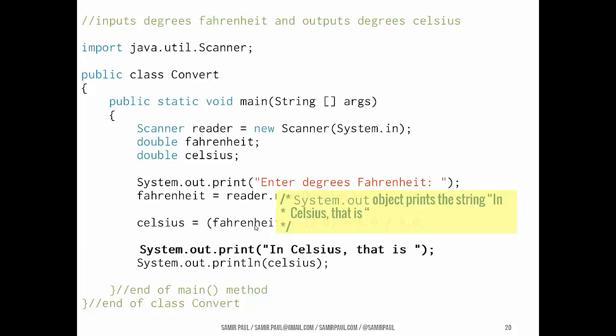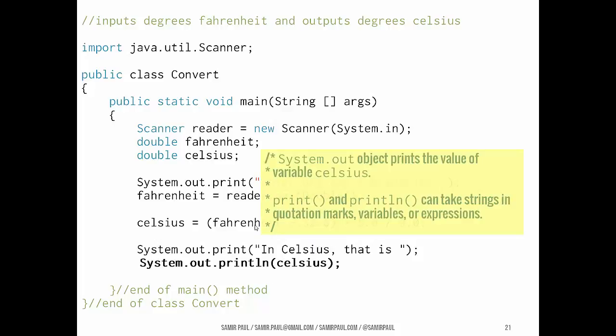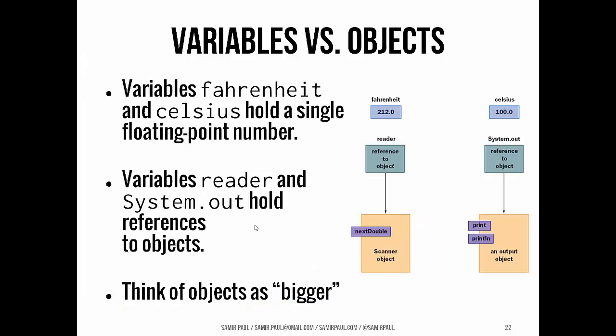Then we want to say, okay, print in Celsius, that is, notice again here, we have print, not println. And finally, we println the Celsius variable. So we can see this is going to print our temperature on the same line as that in Celsius, and then it's going to add a new line. This is an important thing that comes up when we're looking through this program.